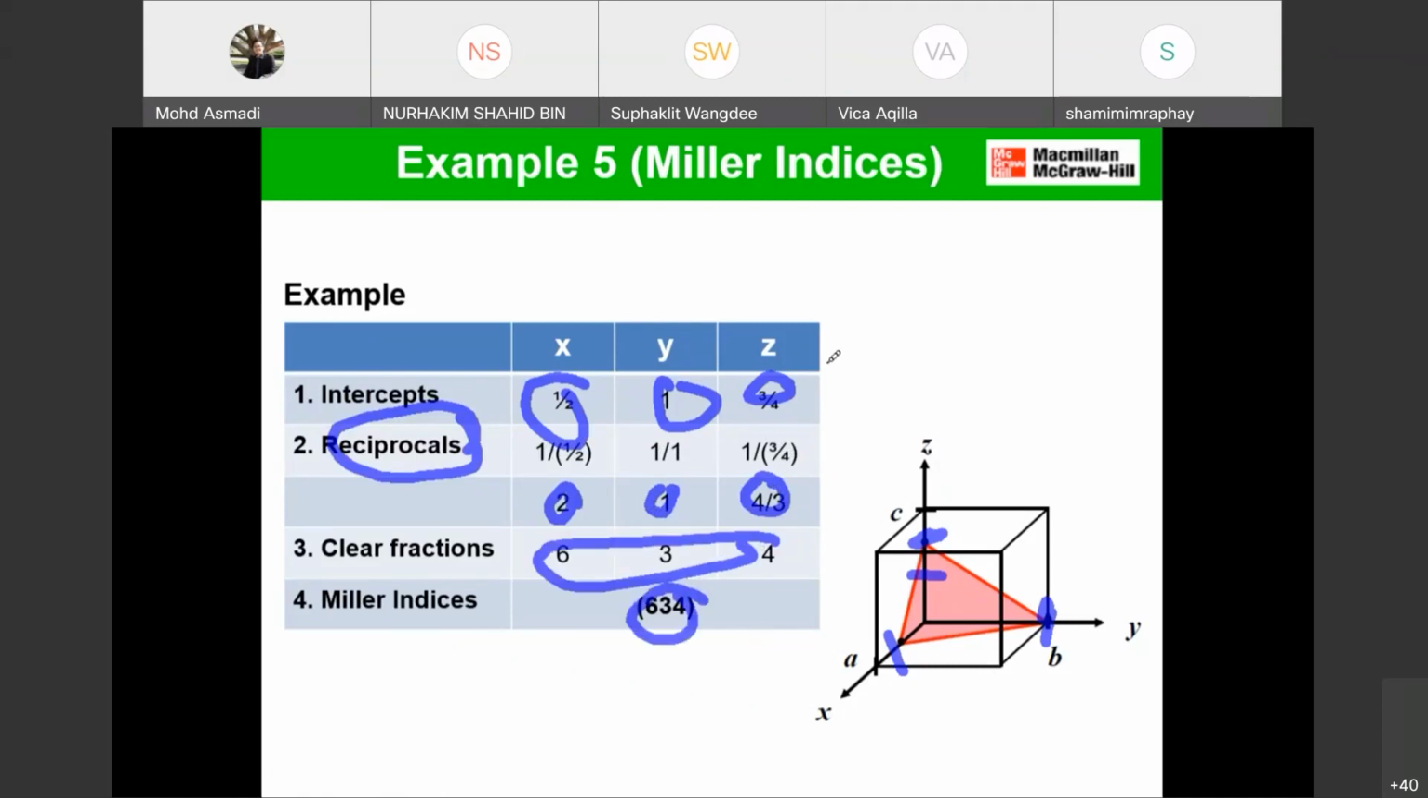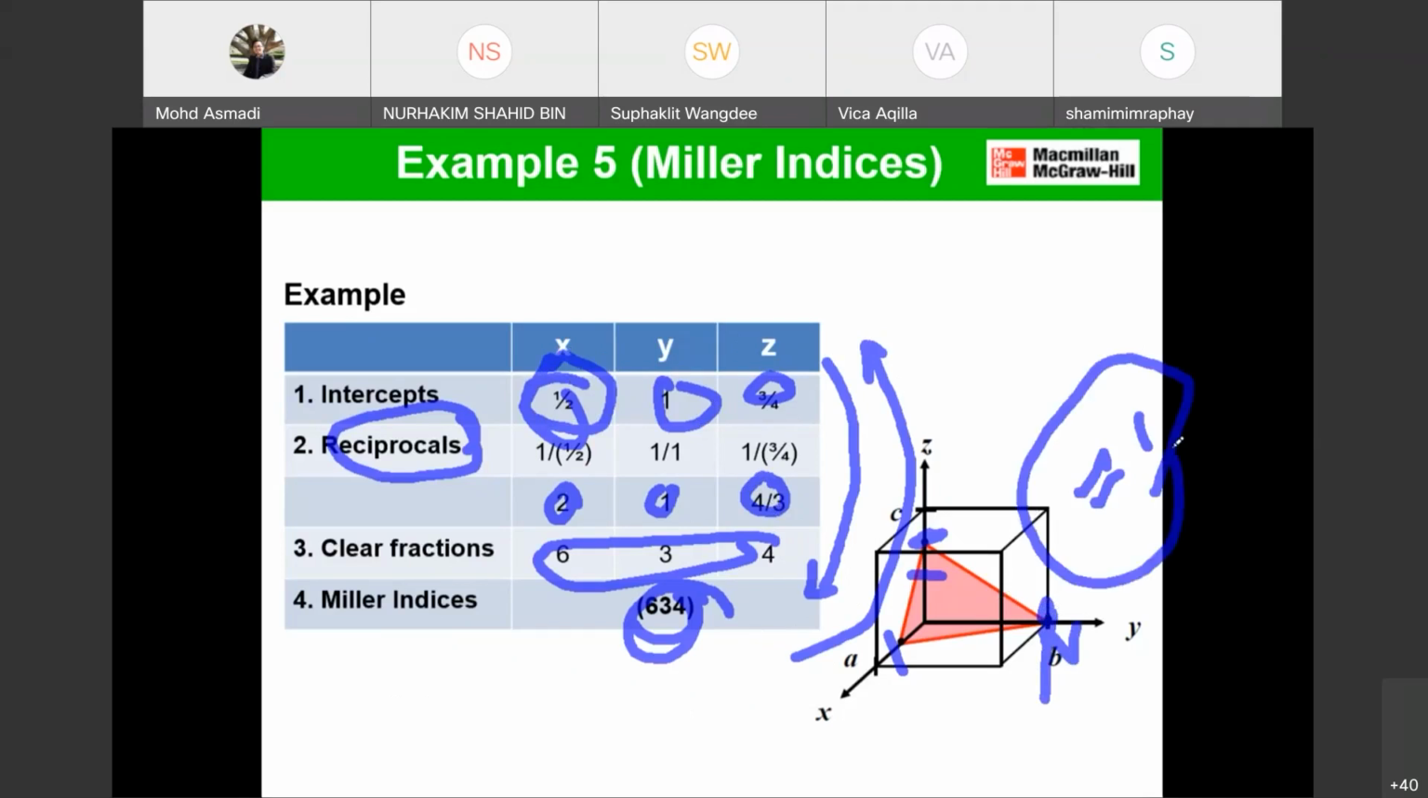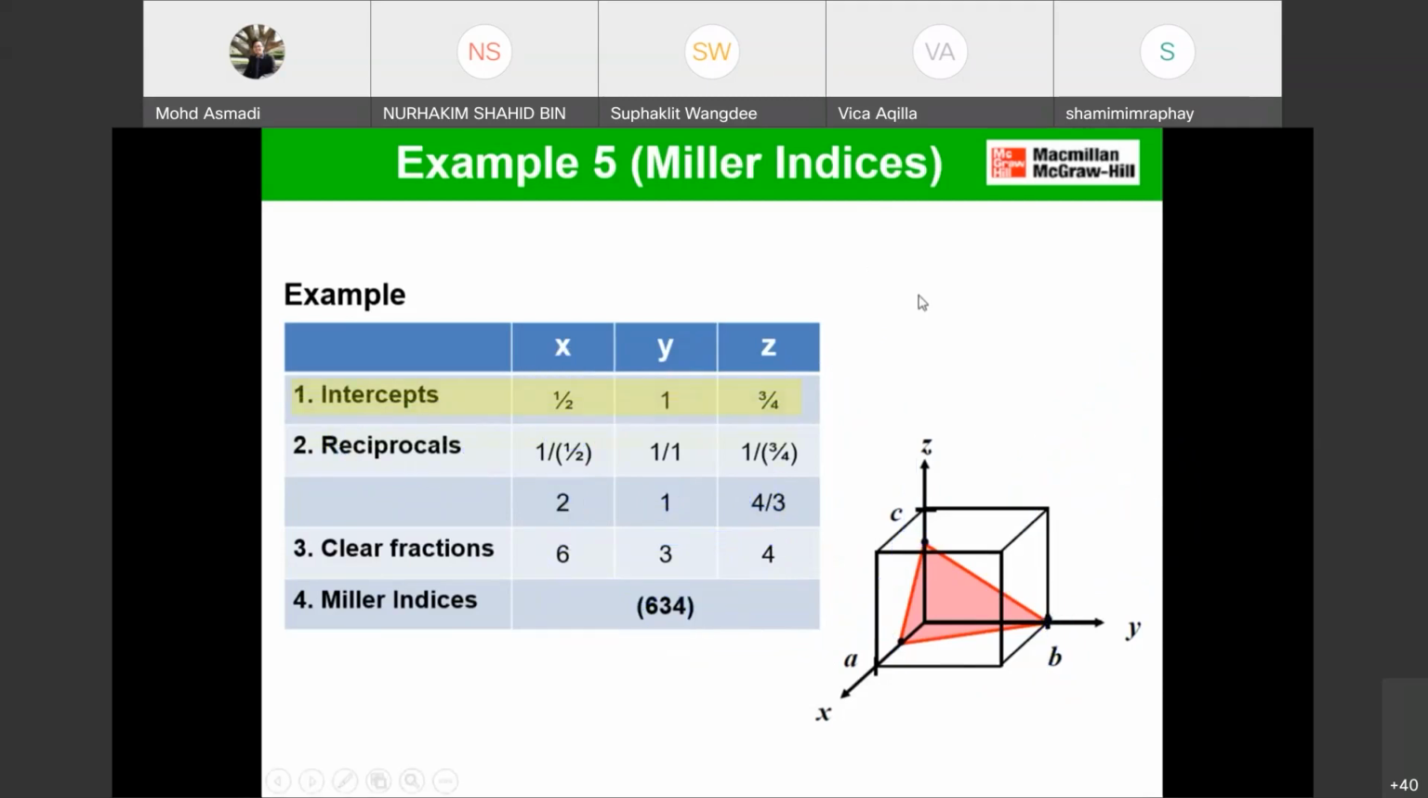If you want to find the Miller indices, this is the step. If you want to find the intercept, it is the opposite direction. If 6, 3, 4 is given, you have to take the reciprocal also, so that you can get the smallest number, which is not more than 1. That is the maximum for the cubic unit cell. Okay, so this is the step I highlight.